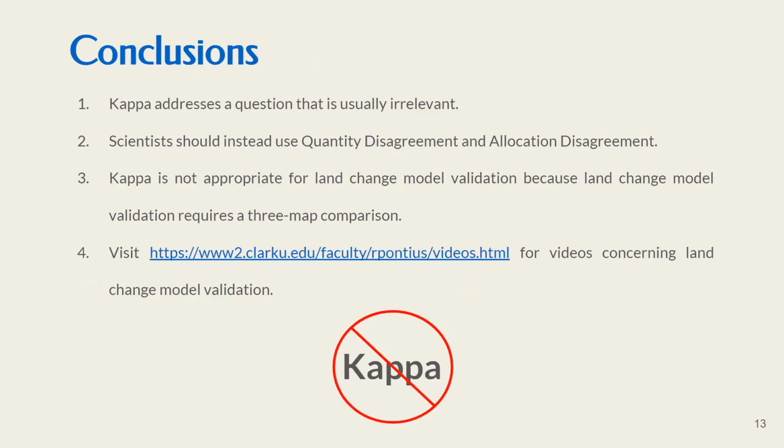When it comes to land change modeling and many other professions, Kappa addresses a question that is usually irrelevant. How close or far something is from random is not a good metric for determining how accurate it is. Instead, scientists should focus on quantity and allocation disagreement. Kappa is not an appropriate method for evaluating a land change model's accuracy. Validating a land change model requires a 3-map comparison. A thorough video detailing the methods of land change model validation can be found at this link.